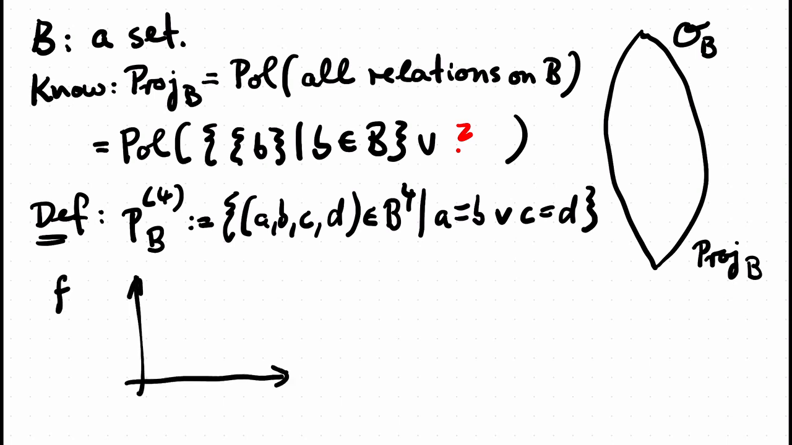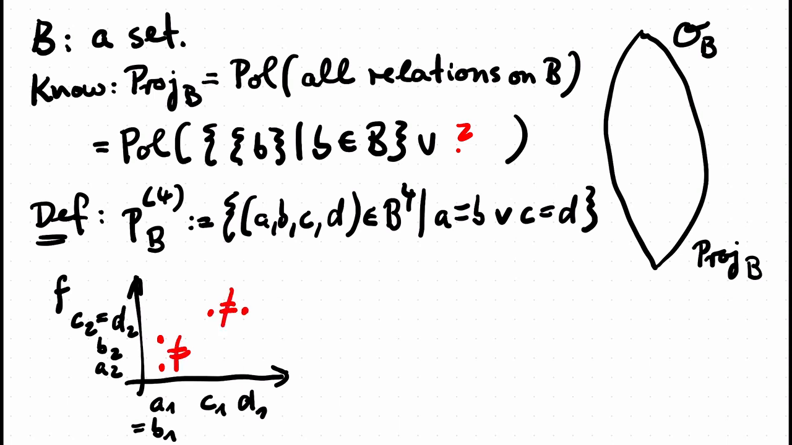To understand this relation, let's have a look at what it means that a binary operation does not preserve PB4. It means that there are two four tuples, (a1, b1, c1, d1) and (a2, b2, c2, d2) in PB4, such that the tuple (a, b, c, d) that we obtain by applying f component-wise satisfies that a is different from b and c is different from d. I have drawn such an example on the left. In this example, we have the red inequalities, and I don't care how f looks like elsewhere.